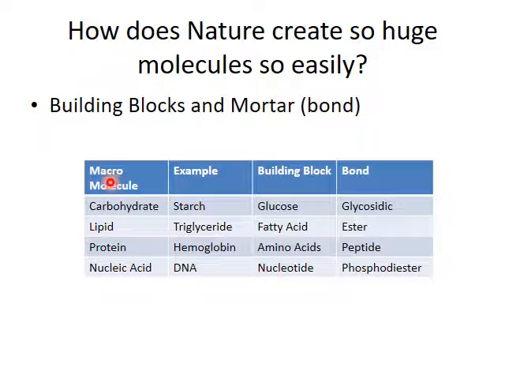Now for the test, what you're going to have to know is this column here, the macromolecules and their associated building blocks. We will go over these individually when we get to each one of these different molecules. You don't have to know the examples or the bonds. You just have to know the macromolecules and their building blocks.